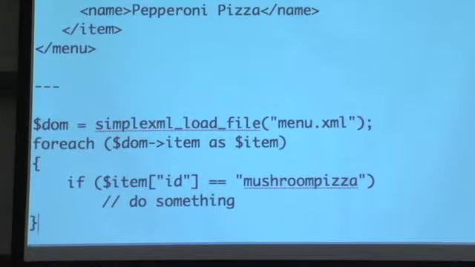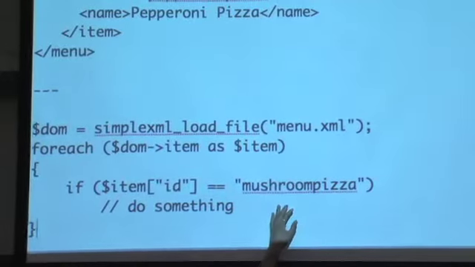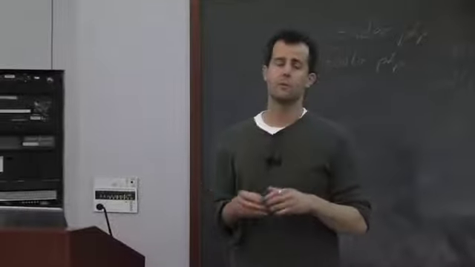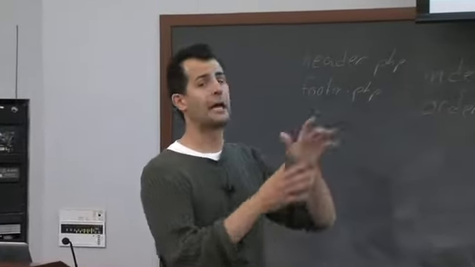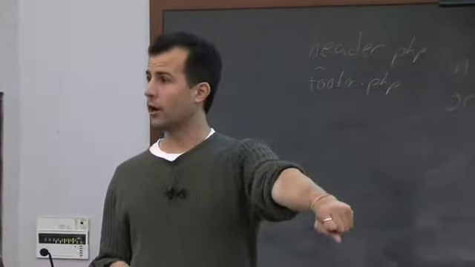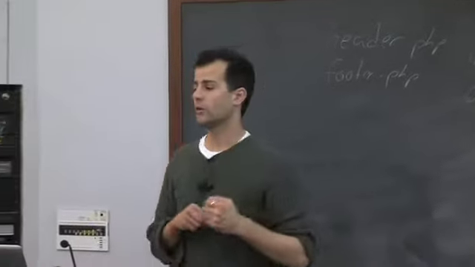Odds are this string here is stored in a variable that starts with a $ sign. But the point here is that I could absolutely find the mushroom pizza pretty easily just by exhaustively searching the file. Can I do better? Can I dive in and just grab the only element I care about? Well, you can using this language called XPath.